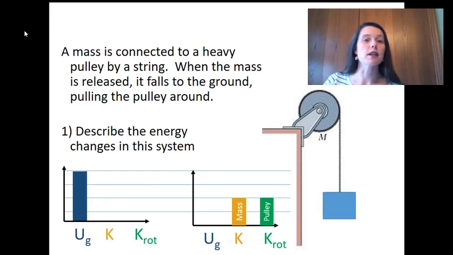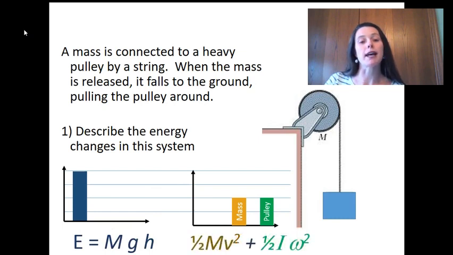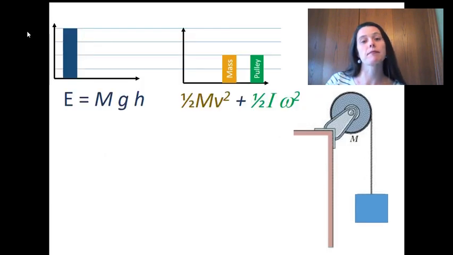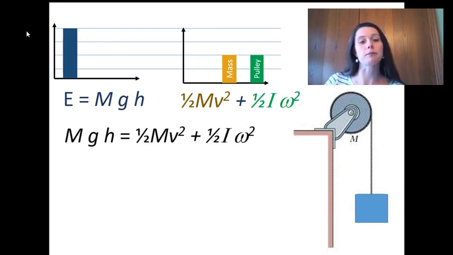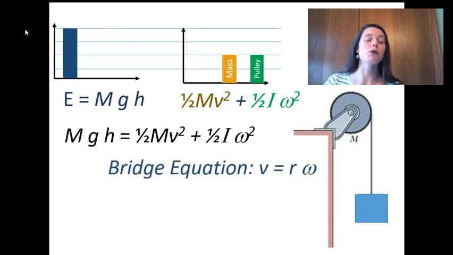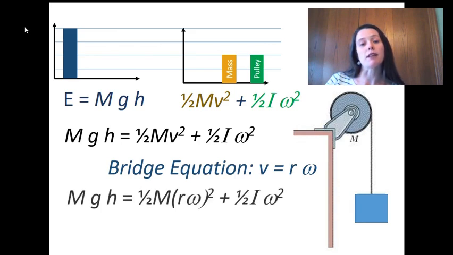If we consider the equations, on the left-hand side, we have mgh for gravitational energy. On the right-hand side, we have 1/2 mv squared plus 1/2 I omega squared. The conservation of energy tells us that these two equations should be equal to each other. Since the pulley is rotating at the same rate as the mass is falling, we can use the bridge equation, which relates the linear velocity of the mass to the angular velocity of the pulley. Remember, this equation is v equals r omega. Plugging r omega in for v gives us this equation.